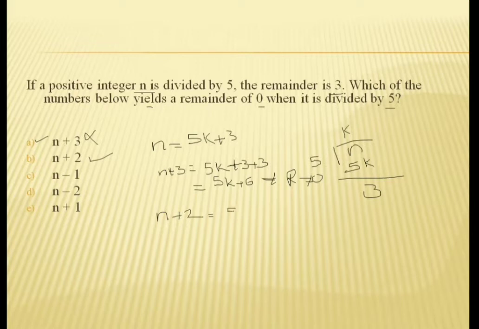So the next one is n plus 2, that is 5k plus 3 plus 2, which is equal to 5k plus 5. This is a multiple of 5, so we can take the 5 out. It will be 5 into k plus 1.